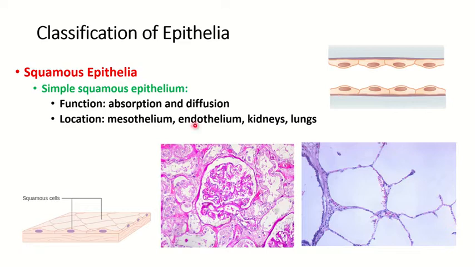So where do you see that? You see that in the mesothelium. Mesothelium is in the body cavities, so it has two different layers, and then some fluid is secreted here, and that is to reduce friction.